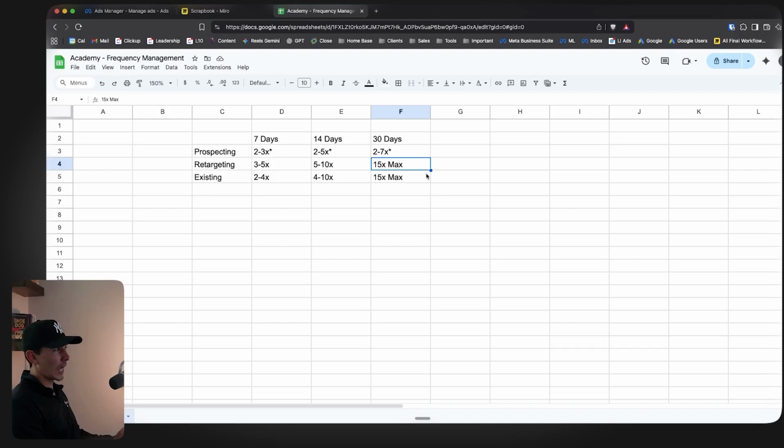Now, you could kind of get away with a little bit more here, but I'm going to set us a little rule of 15x because usually what starts to happen is if you're higher than 15 times over the course of a 30-day period, some of these impressions are just not worth it. So you could actually save yourself a little bit of money, probably reduce the budget here.